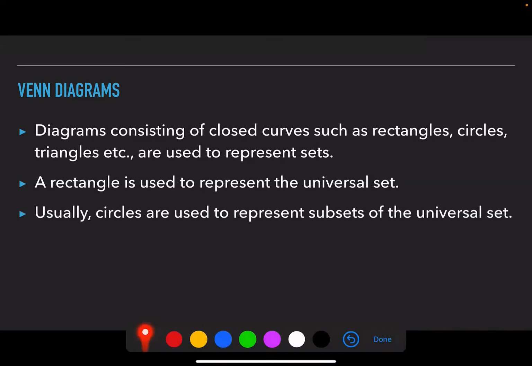Now, usually circles are used to represent subsets of the universal set. It's not necessary that we always use circles, but in the kind of examples we'll be discussing, mostly we will be using circles to represent sets within a universal set, subsets of the universal set.